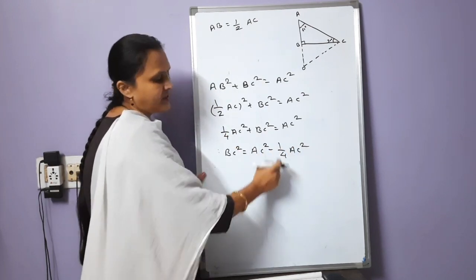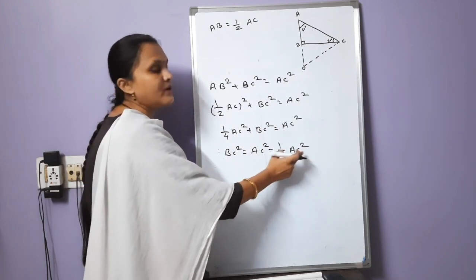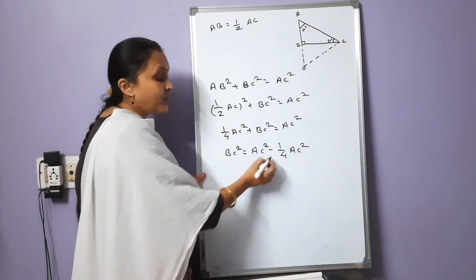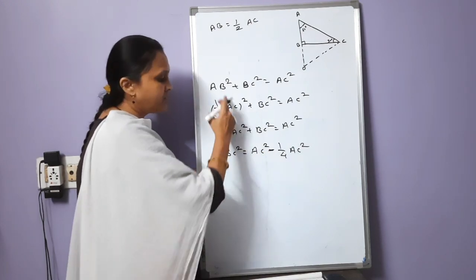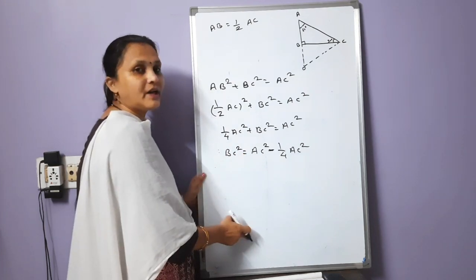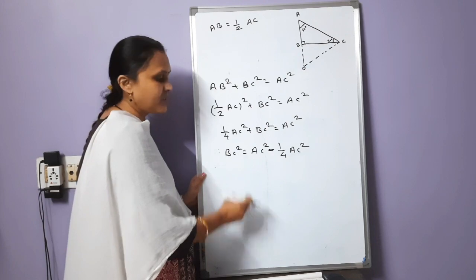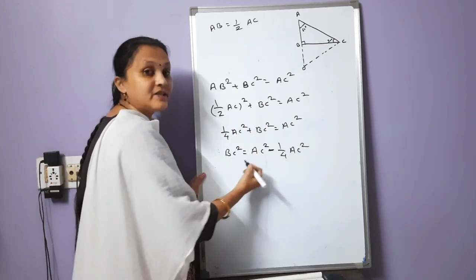This plus will become minus, and here it will become minus 1 by 4 AC square. Getting? Now look here, it is a minus. So here we have to equalize the denominator. All these steps are not mentioned below, whatever I am going to write will not be mentioned in your textbook, but just mention it in your textbook. Now here equalize the denominator.